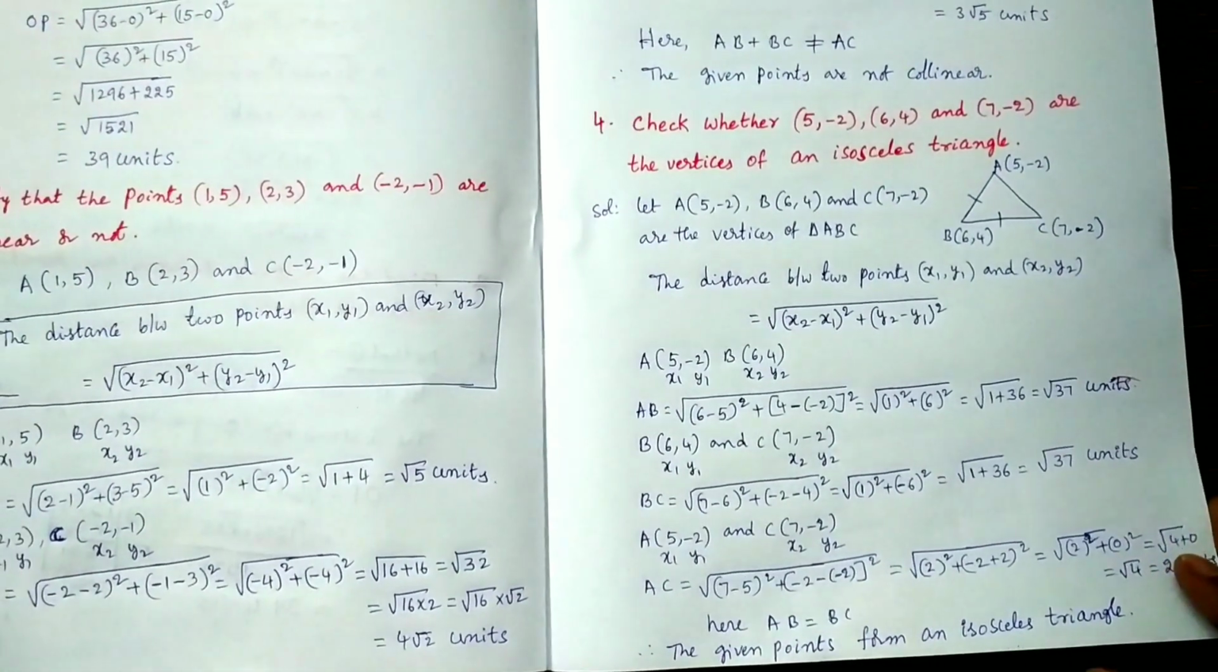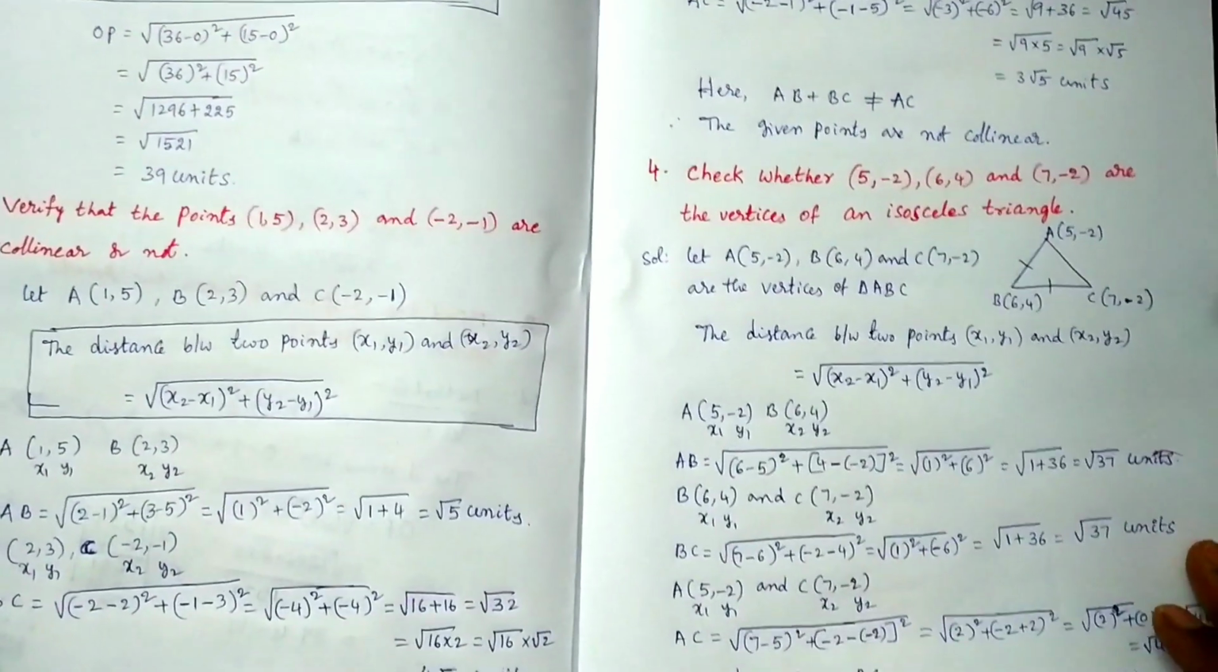So these are the 4 problems of exercise 7.1.